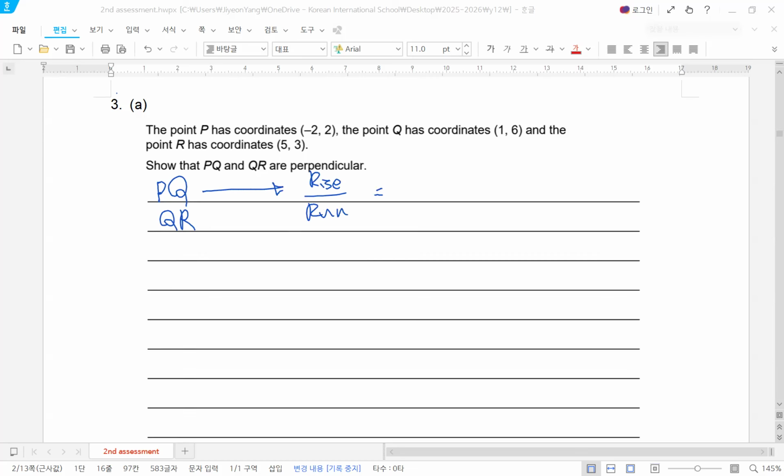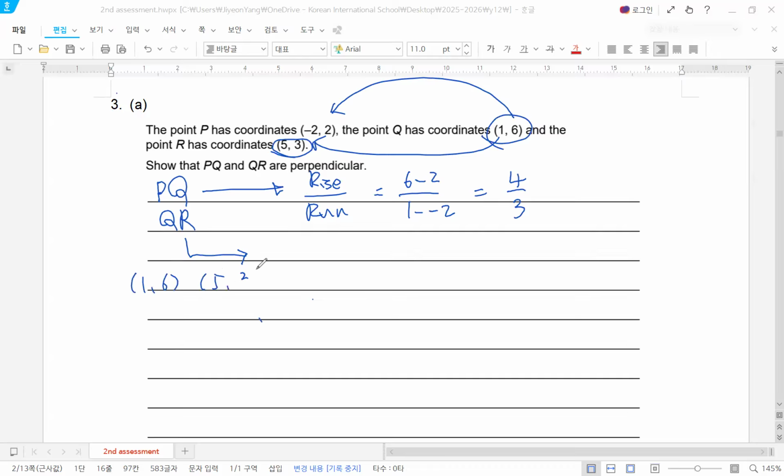Rise means the difference between the y coordinates. So the gradient of PQ is 6 minus 2 over run, 1 minus minus 2, therefore 4 over 3. The gradient of QR: R is this one, Q is this one. So Q is (1, 6), R is (5, 3). The difference between y values is 3 minus 6 over 5 minus 1, then negative 3 over 4. If you multiply these two gradients, the value is going to be negative 1. Therefore, they are perpendicular.